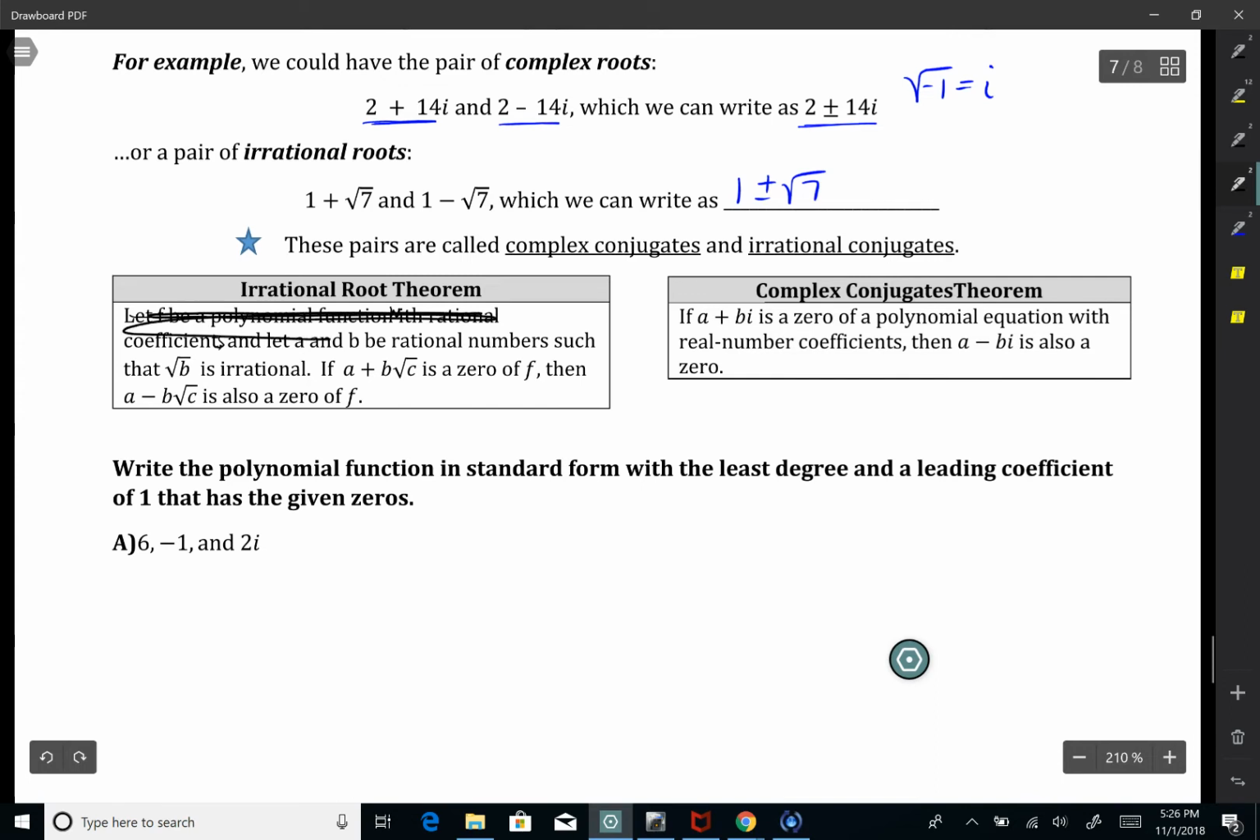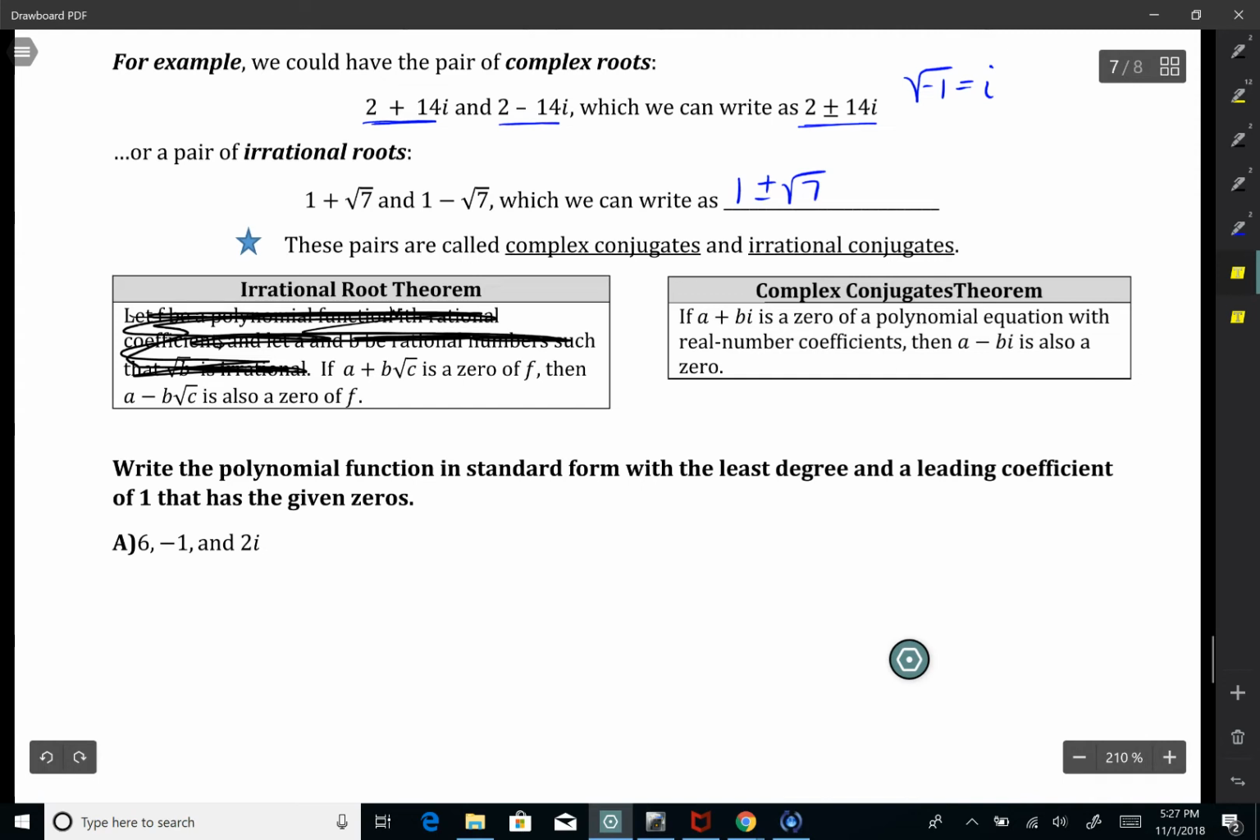So cross out literally the first 2.5 lines, and our big ideas are still there. So the irrational root theorem is this: if a plus b rad c is a 0 of f, then a minus b rad c is also a 0 of f. Similarly, the complex conjugate theorem is if a plus bi is a 0 of a polynomial equation with real number coefficients, then a minus bi is also a 0.